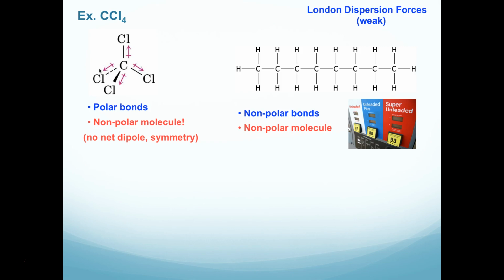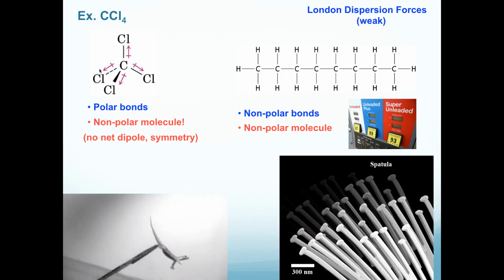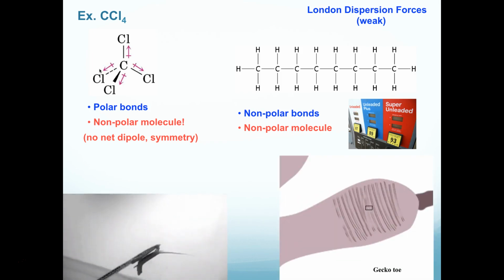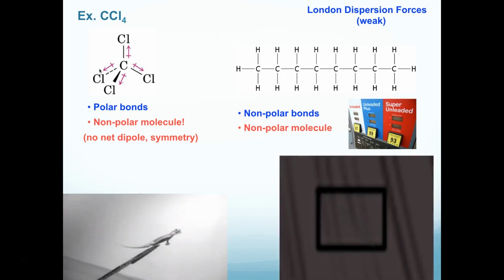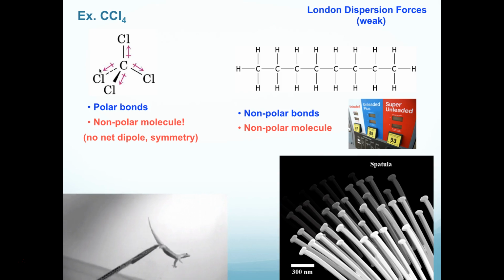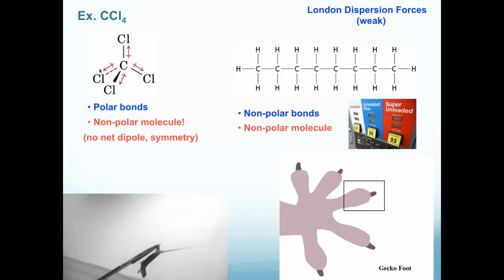Okay, so we're going to learn that nonpolar molecules, along with all other molecules, have London dispersion forces that are very weak. But if you put many of these very weak forces together, for example, the hairs on a gecko's hands and feet, that's what allows them to walk up a wall, because they're having these weak intermolecular forces between the hairs on their feet and the wall, but there are many of them.